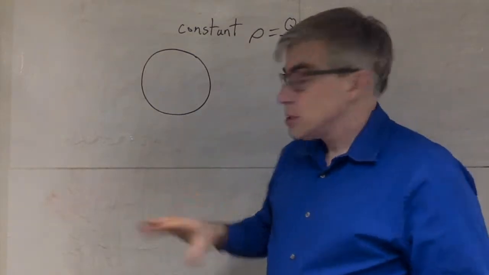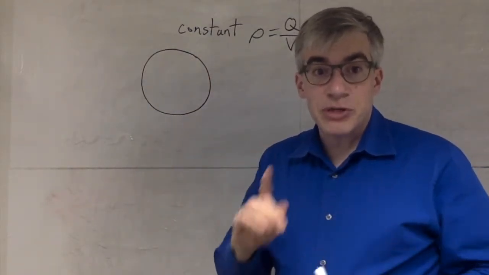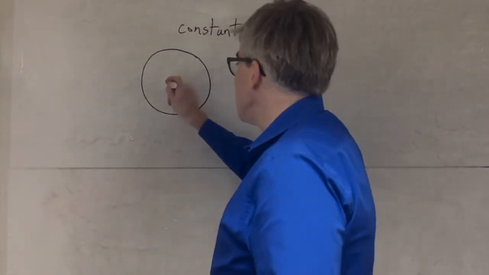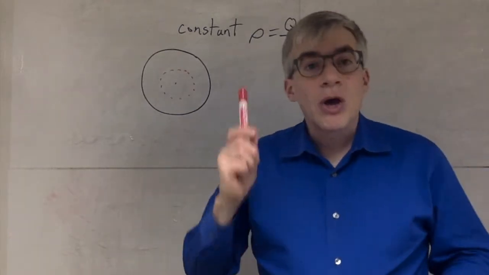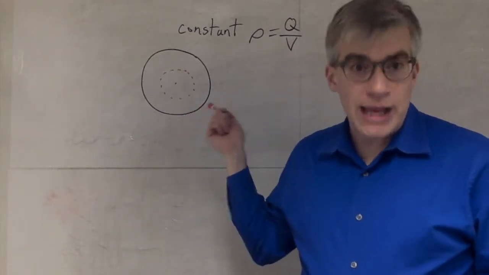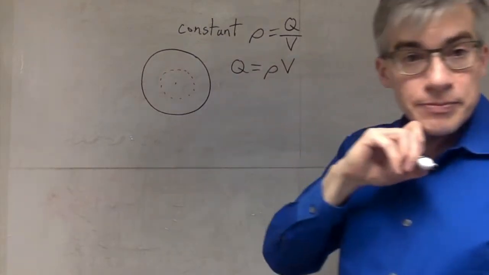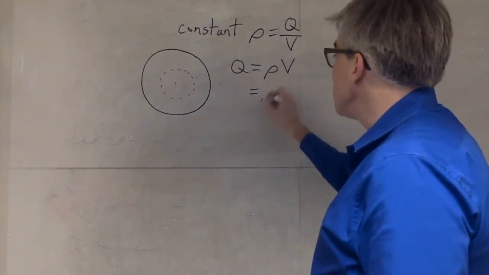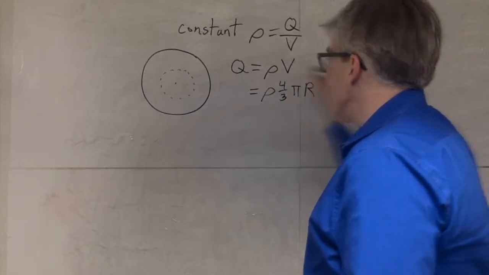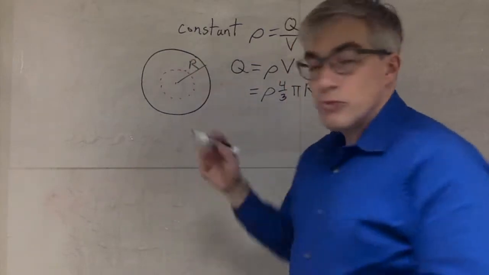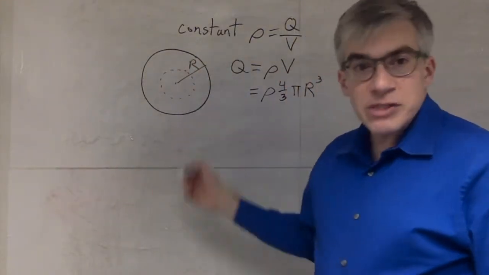We need symmetry. We have symmetry, it's round, so our Gaussian surface had better be symmetrical as well. If you have a sphere, then your Gaussian surface should be around it. Just as a warm-up, how much charge does this entire ball have? The charge here is the density times the volume. And if it's a sphere, we have 4/3 pi r cubed, where big R is the radius of the ball. And little r is going to be whatever distance we happen to be at.